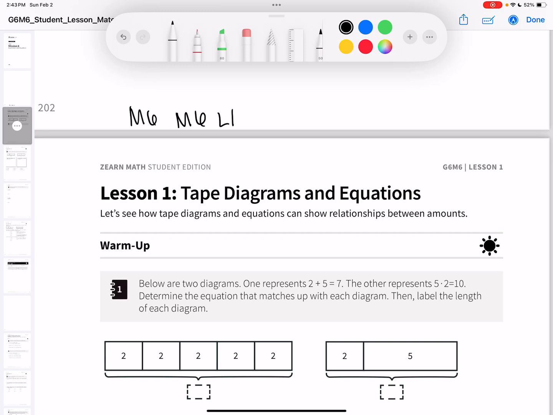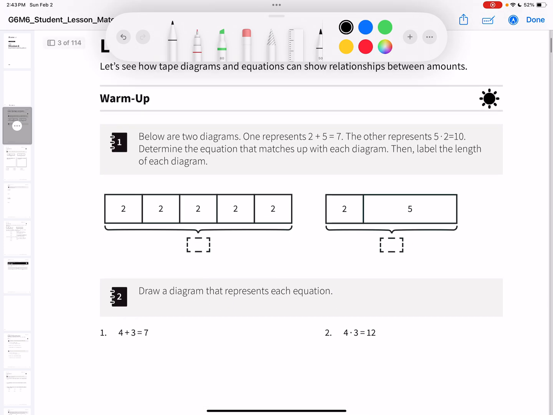Today we're doing Math 6, Mission 6, Lesson 1, Tape Diagrams and Equations. All right, let's see how tape diagrams and equations can show relationships between amounts. Here's our warm-up for today.